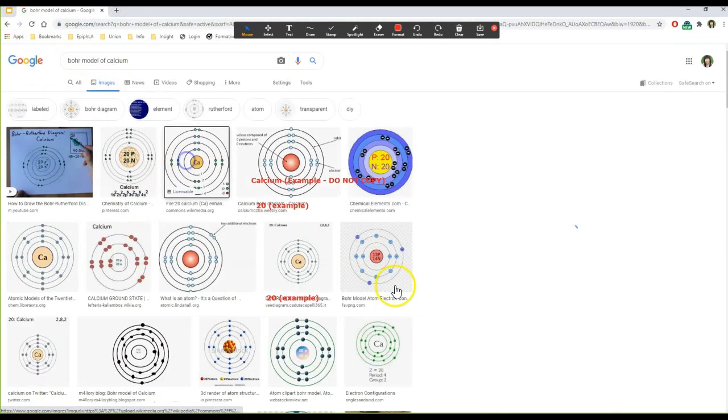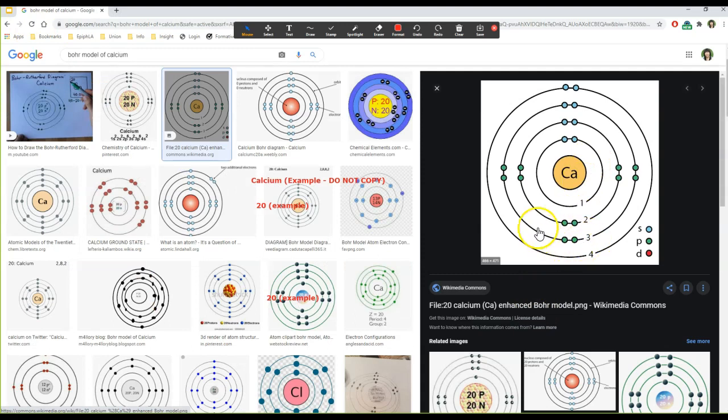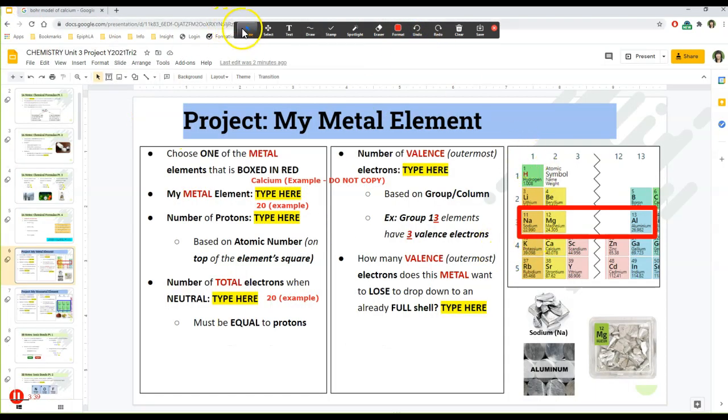If we take a look at the Bohr model of calcium, we can see all of these, 20 electrons. If you counted these up, you would see 20 electrons, but we're only going to be looking at the outermost ring. So we're going to ignore everything on the inside, and we only want to know what's on the outermost ring. You could look up the Bohr model of your element if that's easier for you to understand, but really you only need to look at the group number.